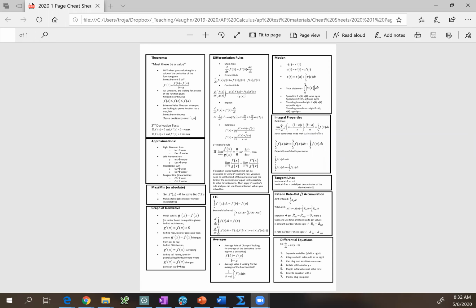So I made this cheat sheet for us. I am gonna talk about that a little bit later, but remind me if I do forget.